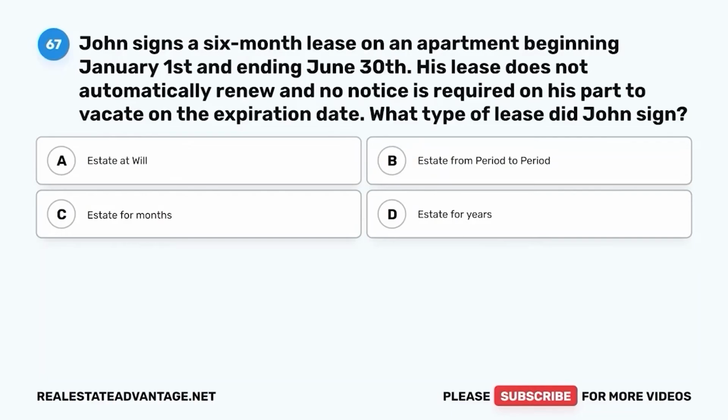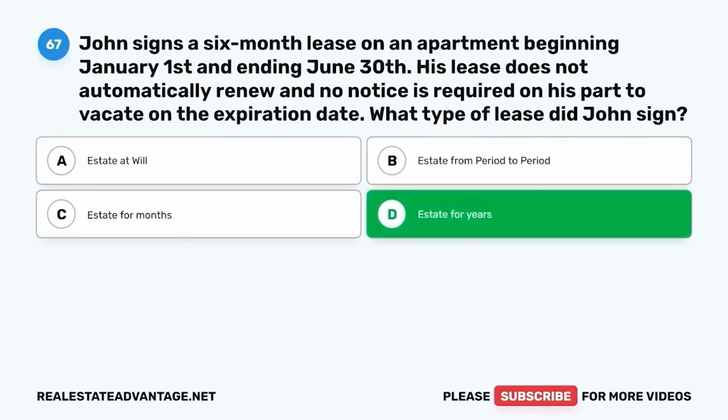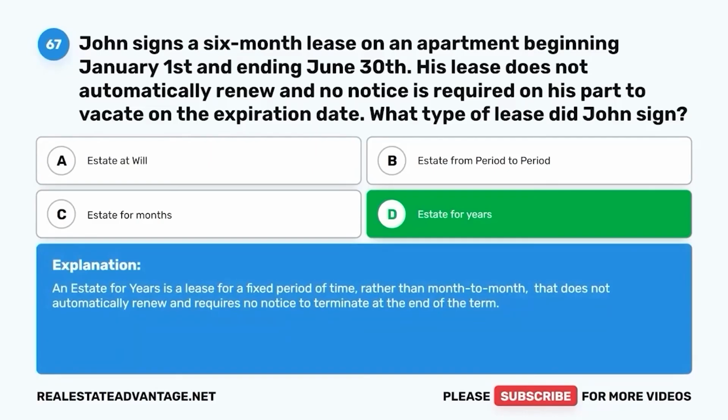Question 67. John signs a 6-month lease on an apartment beginning January 1st and ending June 30th. His lease does not automatically renew and no notice is required on his part to vacate on the expiration date. What type of lease did John sign? A. Estate at will. B. Estate from period to period. C. Estate for months. D. Estate for years. The correct answer is D. Estate for years. An estate for years is a lease for a fixed period of time rather than month to month that does not automatically renew and requires no notice to terminate at the end of the term.